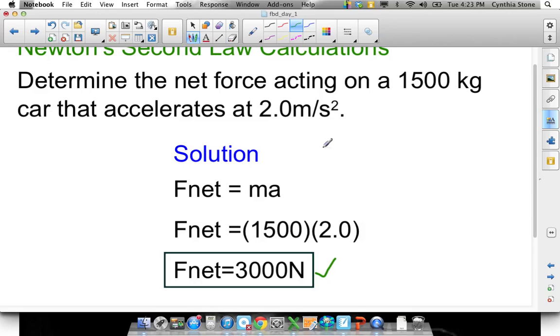And it's the same idea. So we're looking at 3,000 newtons. Well, is that a reasonable amount to push a net force on a car that's accelerating? Probably, right? If 10 newtons is 1 kilogram. It's hard to get a good handle on that, but that's one way I think of it.